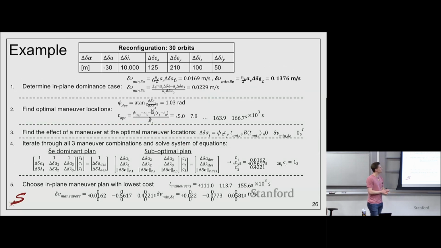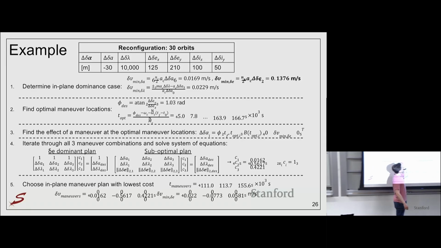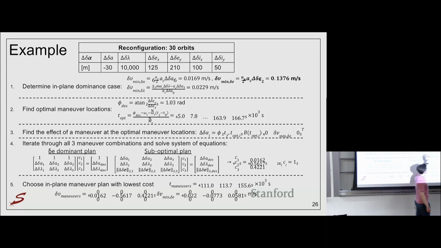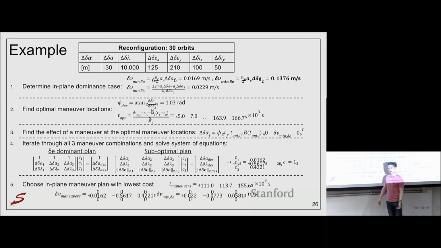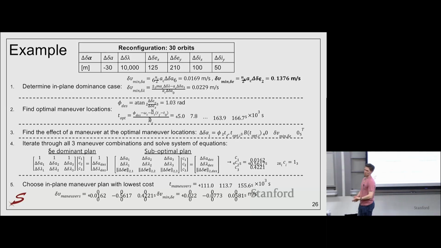So here's an example of what this looks like for in-plane maneuvering for a real-world example. We have this 30-orbit reconfiguration with a desired pseudostate there at the top. We're going to do in-plane control, so we're going to start with finding the in-plane dominance case. That did not translate well, but that's okay. We have these analytical expressions of the delta V minima, and we're going to solve all of them, and we find that the largest one is the one for the delta E dominance case. So the problem is delta E dominant.